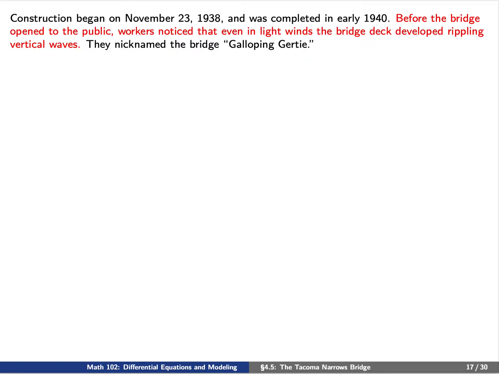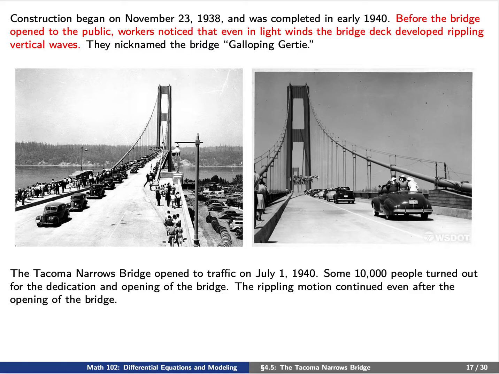Construction on the Tacoma Narrows Bridge began on November 23, 1938, and it was finished in early 1940, about a year and a half later. Even before the bridge was open to the public, workers noticed that in light winds, the bridge deck developed a rippling vertical wave phenomenon. Because of this, they nicknamed the bridge Galloping Gertie. Still, the Tacoma Narrows Bridge was opened to traffic on July 1, 1940. Some 10,000 individuals turned out for the dedication and opening of the bridge. But even then, the rippling motion continued.